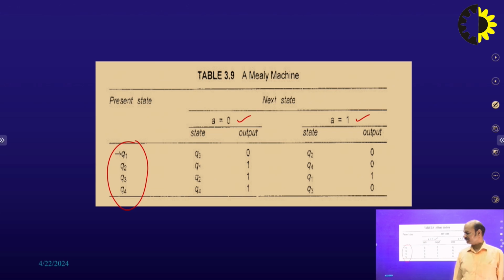Here we represent it like this: Q1 is the initial state. If we put 0 as input here, then we reach Q3 and produce output 0. So we write 0/0. This part is the representation of input, and this part is for output.